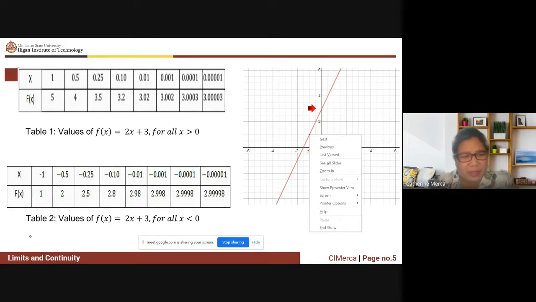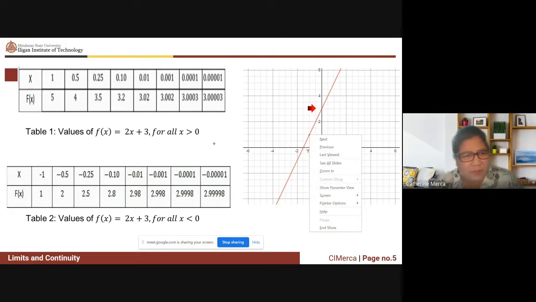So what happens now when x is equal to -0.5?